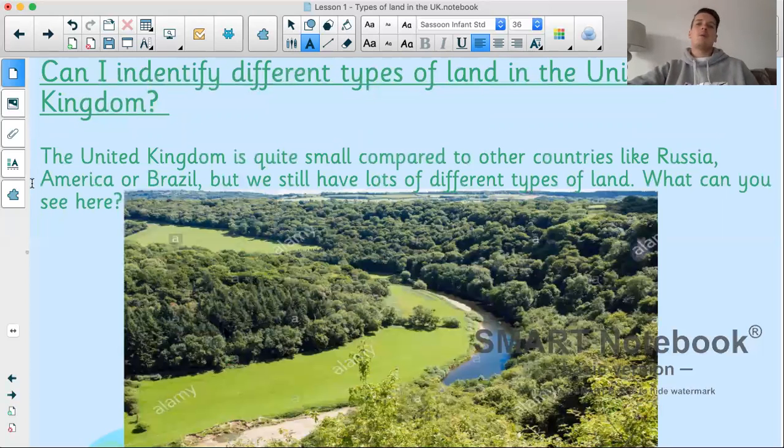Okay, what about this picture? What can we see? What types of land can we see here? So most of this picture is a forest. This is actually a forest I went to in the summer. It's called the Forest of Dean. It's quite far down south in England, quite near Wales, actually, near the bottom of Wales. And a forest is just a huge area which is mainly filled with trees. That's all a forest is. This forest has got a river running through it as well. But a forest is just a large area of land that is mainly filled with trees. That's all a forest is, okay?